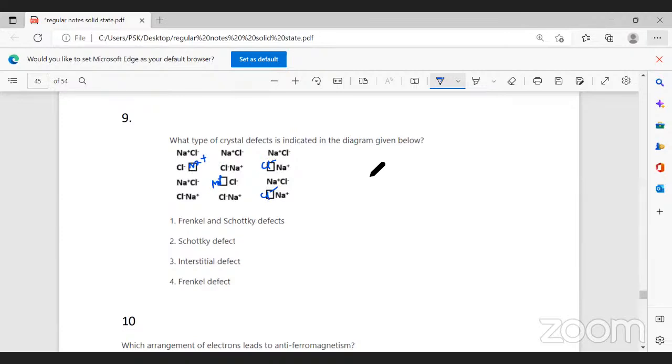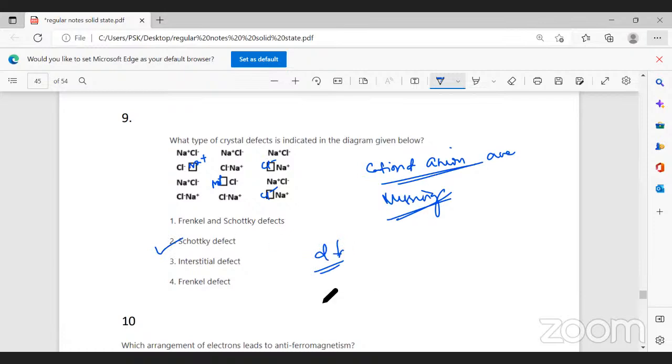So see, equal numbers of cations and anions are missing from the lattice positions. Therefore, they will exhibit what type of crystal defect? Schottky defect. Density will decrease here in case of Schottky defect, remember.